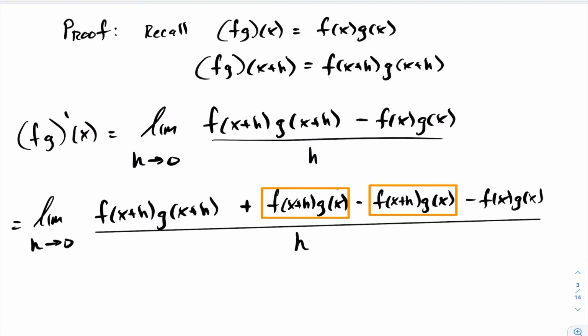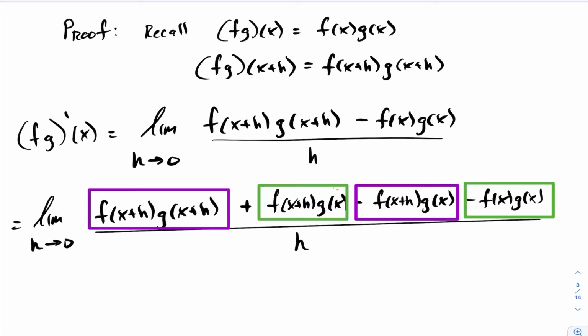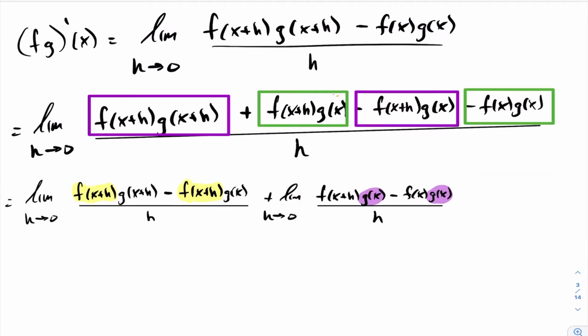Notice now I've rewritten my expression, but I've added in an f at x plus h times g at x and subtracted that same term out of the expression. So effectively I've just added 0, but I've done this for a particular reason. I'm now going to group together select terms so that we can get our proof of the product rule. By grouping the following terms together and separating, we get, notice here now I have a common factor of f at x plus h in the first term, and in the second term I have a common factor of g at x, which I'm going to factor out.